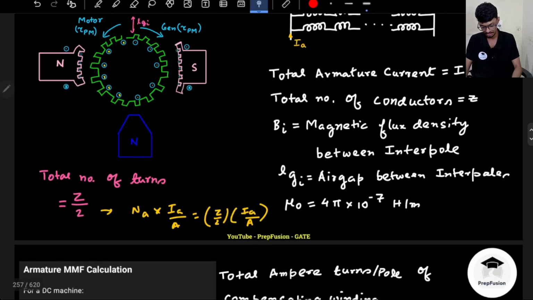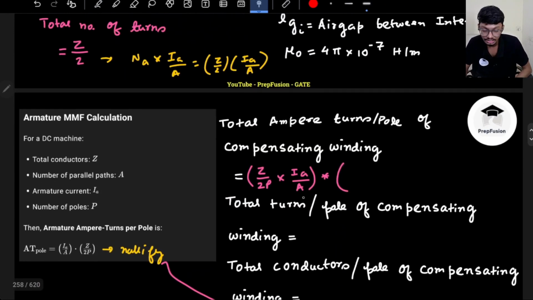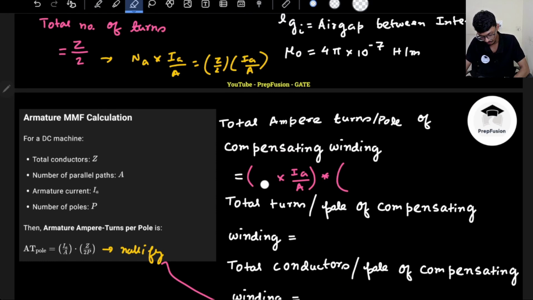Not covering the whole poles. Now remember, this is just an assumption that the number of turns of the compensating winding is the same. If I assume the number of turns of the compensating winding is NC, then it will be NC into Ia divided by capital A into pole arc upon pole pitch.